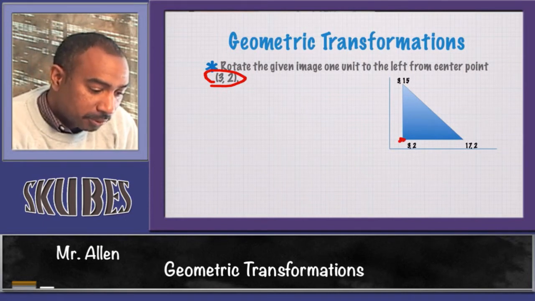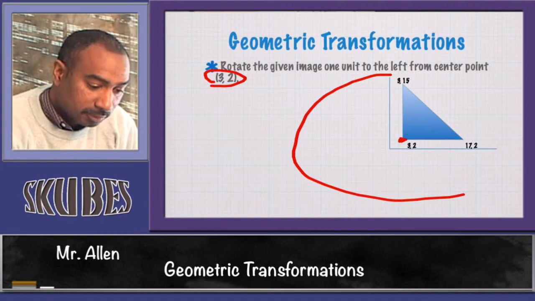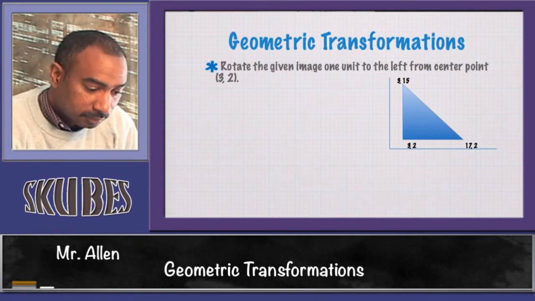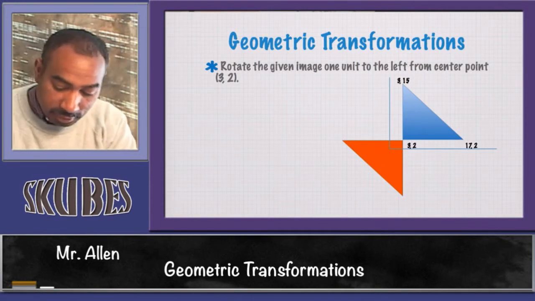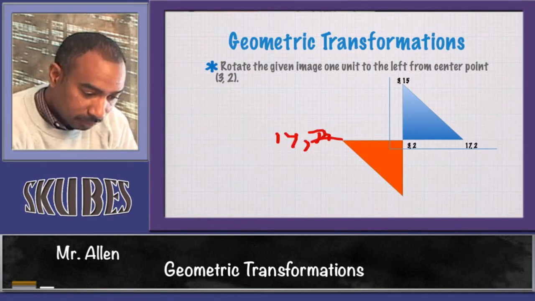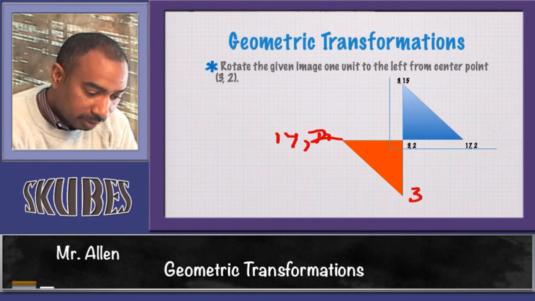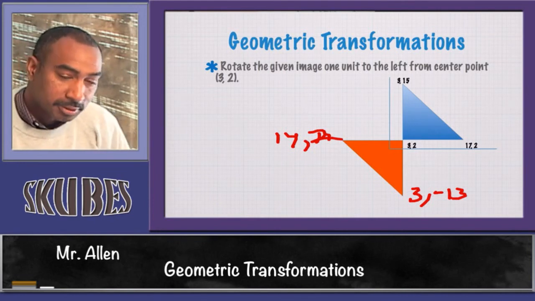Think of this as a center point, and this is like a circle here. And we're just going to spin this around. When you do this, you get this. With 3, 2 is the same. And this becomes 14, 2. And this becomes 3, negative 13 when you rotate it around that point. This concludes our lesson for today.